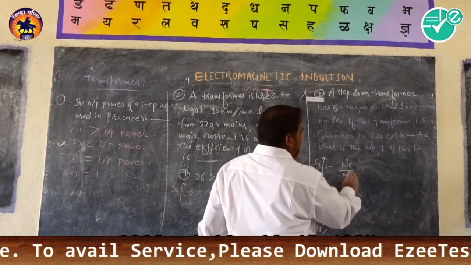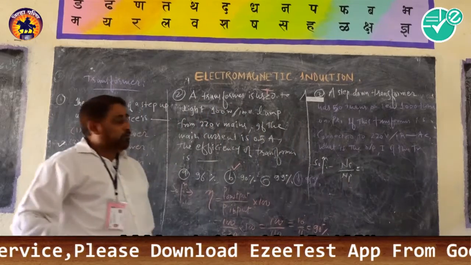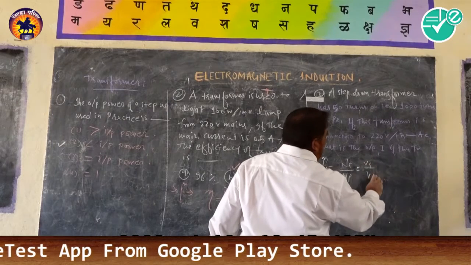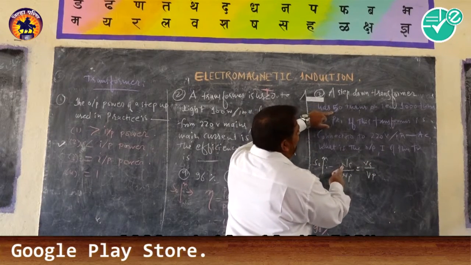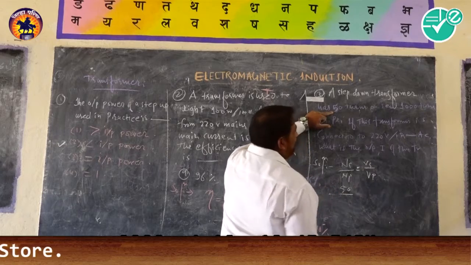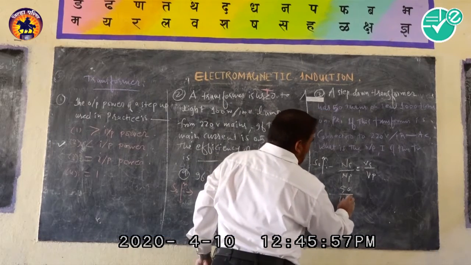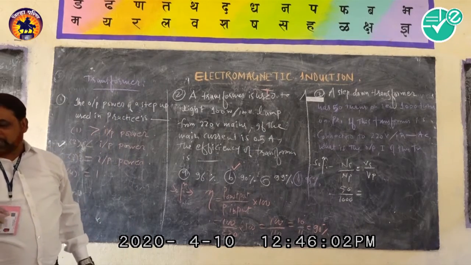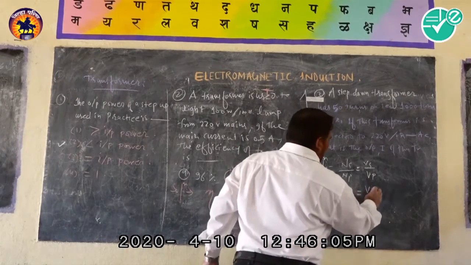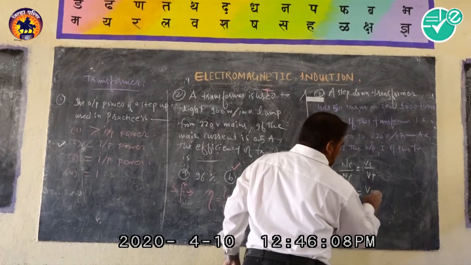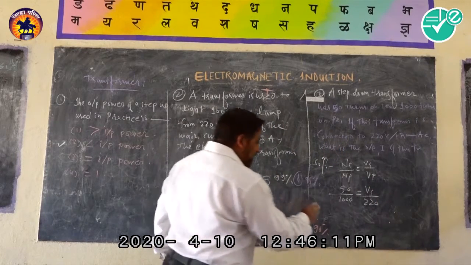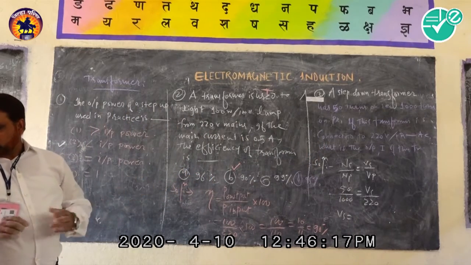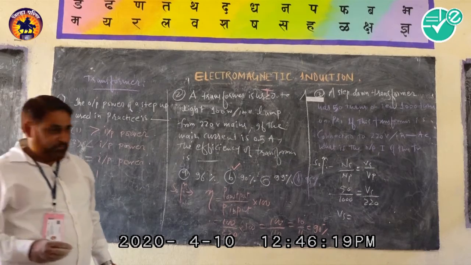Ns upon Np is equal to Vs upon Vp. Number of turns in the secondary are 50 divided by number of turns in the primary are 1000. Whereas the voltage in the secondary Vs is to be calculated, and the primary voltage is given as 220 volt. So Vs will be equal to, the 220 will be multiplied there and we will get 11 volts.